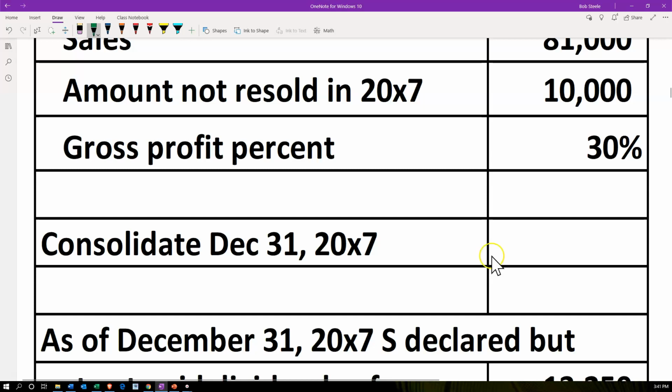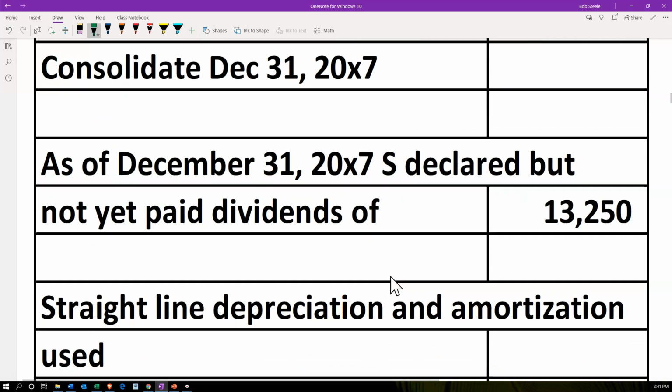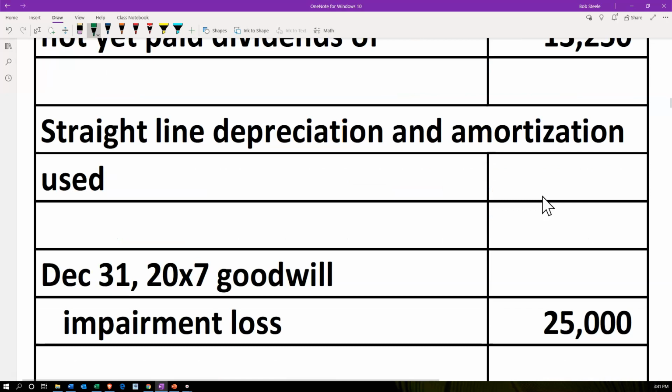Then we have the consolidation at December 31st, 20X7. That's the year that we're going to do the consolidation as of, with declared but not yet paid dividends of 13,250. So they have dividends that they declared, they haven't yet paid them. Therefore, this is just going to result in a receivable and payable between the two related to the dividends that we'll have to account for in reverse.